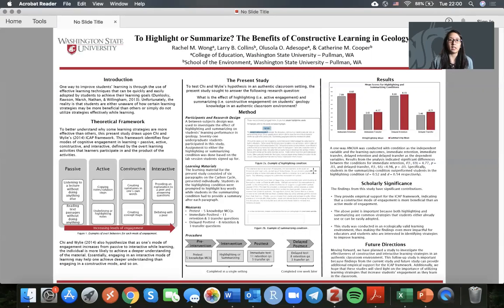The reality, and for most educators this is something that we might know, is that students are often unaware of how certain learning strategies can be more beneficial than others, or they simply do not utilize strategies effectively while learning. So they might use them, but they might not be used effectively.